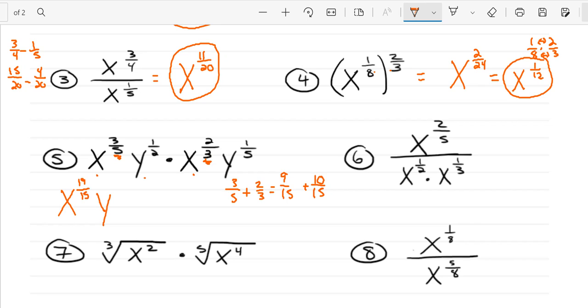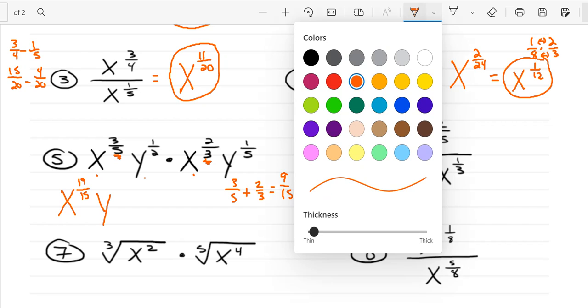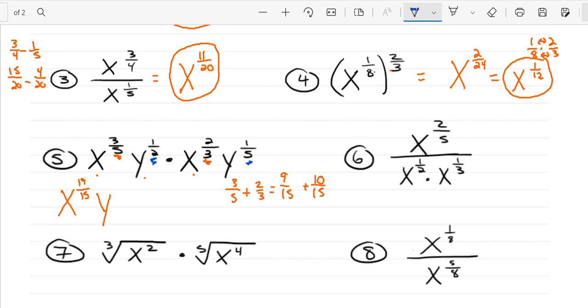And then for y, we're going to be adding a half and a 1/5. Doesn't matter, but 1/5 plus 1/2. Common denominator is 10. This will be 2. This will be 5. Our answer is going to be y to the 7/10. So this is our answer.